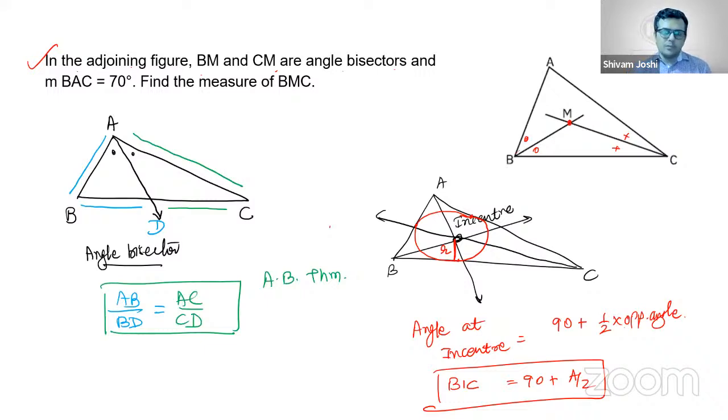Please remember, the point of intersection of angle bisectors is the incenter. Now angle BAC is 70. So this angle is given as 70. I should find out the measure of BMC, which is this one. What should I do? Straight away, use this formula. BMC is 90 plus half the opposite angle. The opposite angle is 70 in this case. So 90 plus half of 70, which is 35. 90 plus 35, the answer is 125.